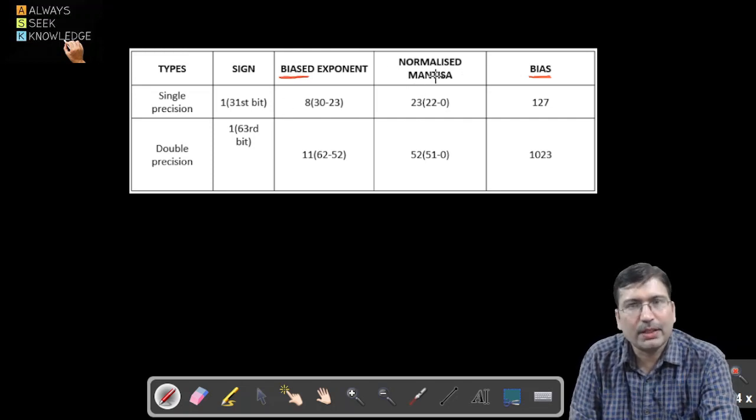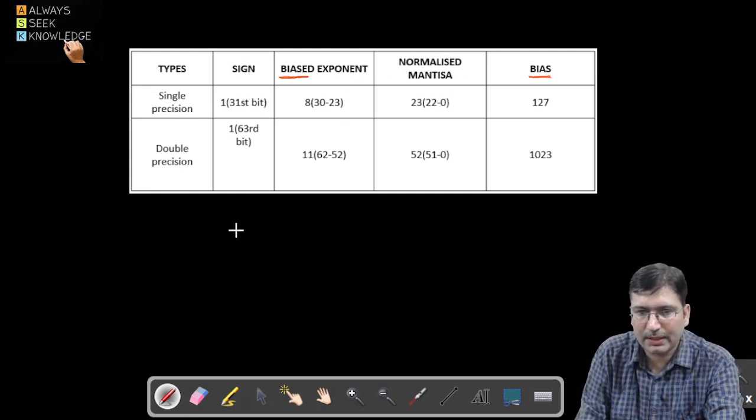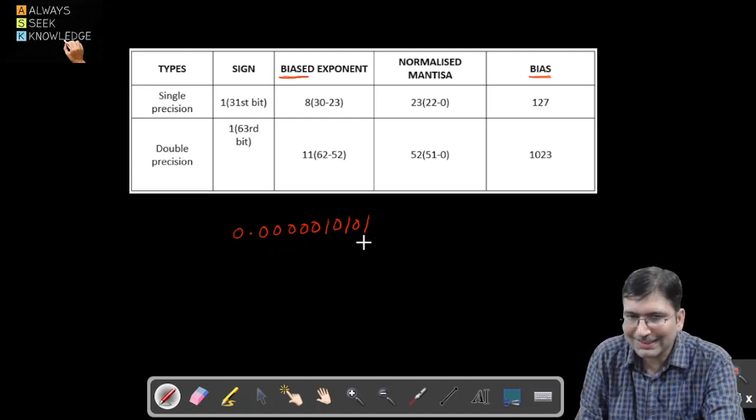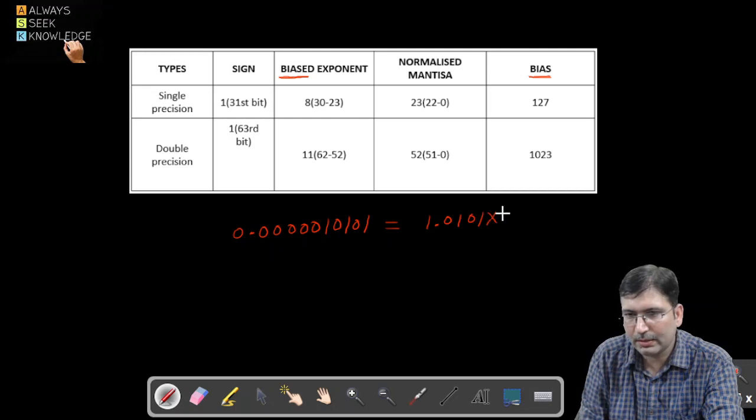Normalized mantissa: you do understand the meaning of mantissa and the meaning of normalized. The meaning here is, let's say I take a number 0.000010101. Now when we normalize this, we write it as 1 point, where this point is shifted here, and then we write 0, 1, 0, 1, into 2 to the power. It is 1, 2, 3, 4, 5, 6, minus 6. So this is the mantissa, which is the normalized mantissa, okay.